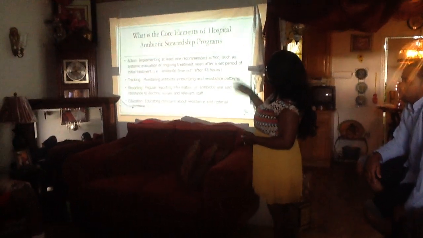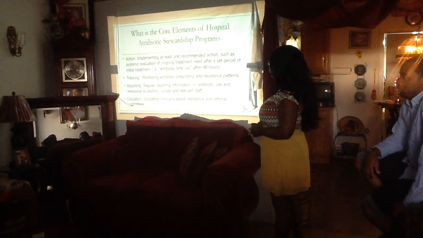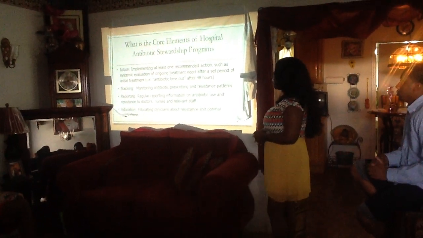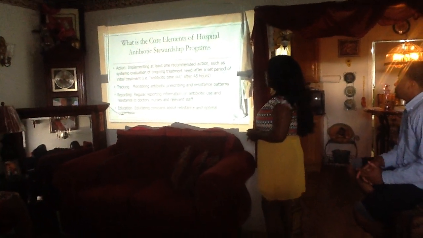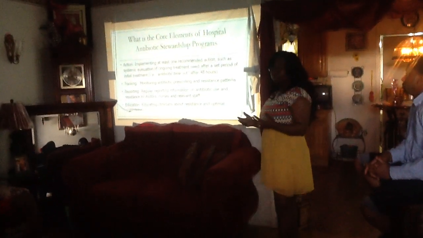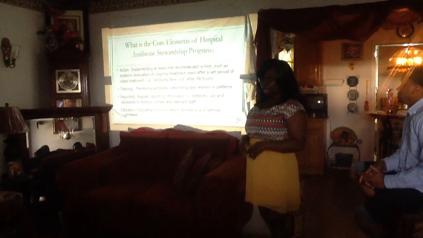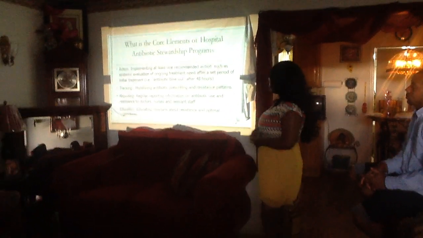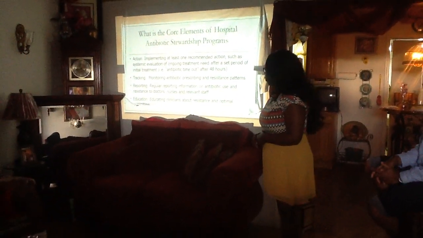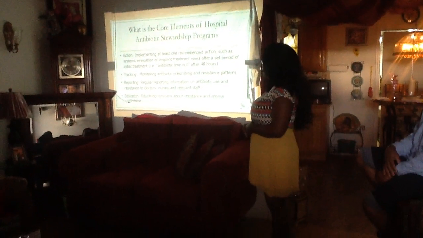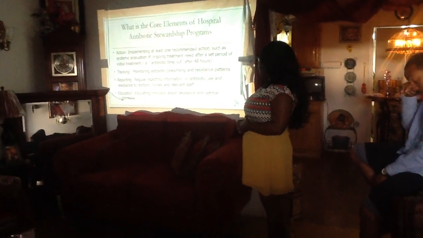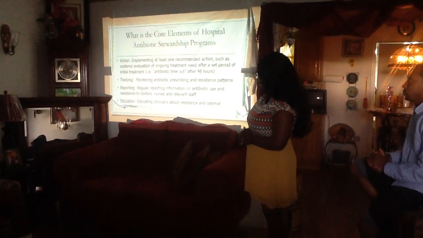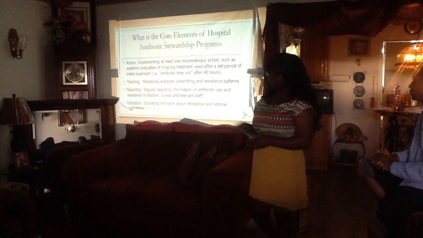Action. Implement at least one recommended action, such as systematic evaluation of ongoing treatment needed after a set period of initial treatment, such as an antibiotic timeout. After 48 hours, should a person still need antibiotics or not? Tracking. Monitoring antibiotic prescribing and resistance patterns. Reporting. Regular reporting of information on antibiotic use and resistance to doctors, nurses, and relevant staff. And education. Educating clinicians about resistance and optimal prescribing.